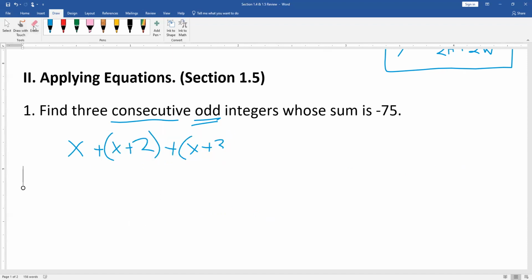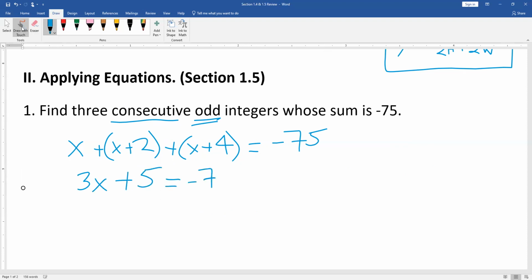And that needs to equal -75. All right, so now we can combine like terms. We have an X plus an X plus an X. We have 3X, and a 2 plus a 4 is 6. So 3X plus 6 equals -75.